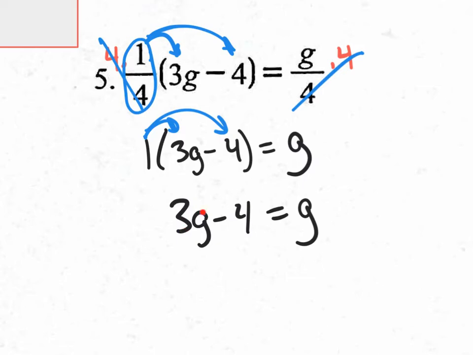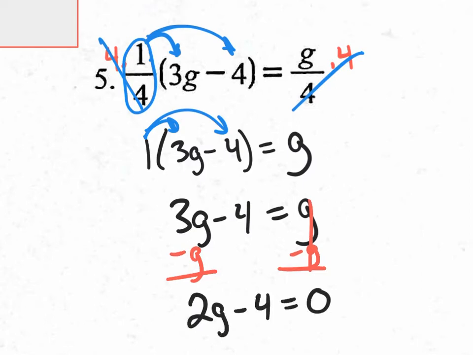Okay, so you have g's on both sides. Let's get rid of one of them. I want to get rid of this g right here. So minus g. You could have gotten rid of the 3g if you wanted to. There's many roads to the same place. Right here we end up with 2g minus 4 equals nothing. There's nothing on the right side.